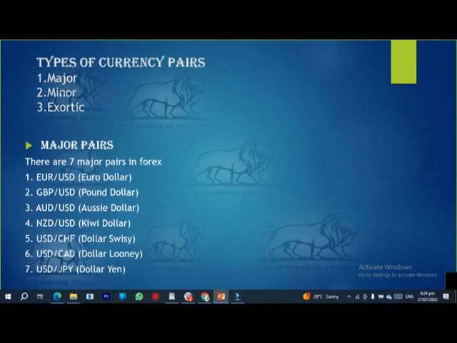If you look at all these major pairs, we have the USD paired with all of them. The USD is playing a part in all the major pairs. The Euro is going with USD up to the USD JPY. They all have USD in them. So look at this well. Look at the major pairs well.